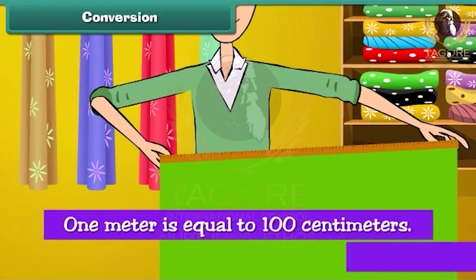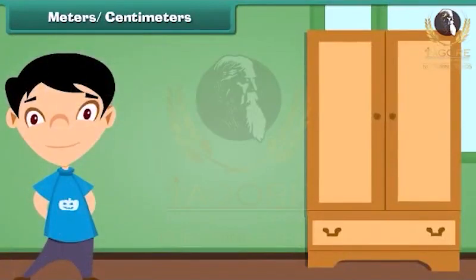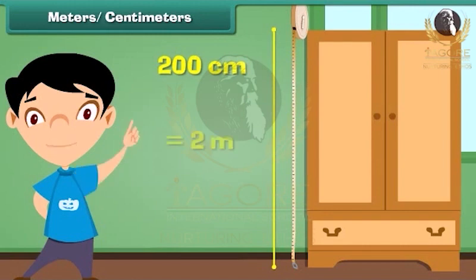1 meter is equal to 100 centimeters. We can measure the height of the almirah by using measuring tape. The height of the almirah is 200 centimeters. Therefore, we can say that the height of the almirah is 2 meters.